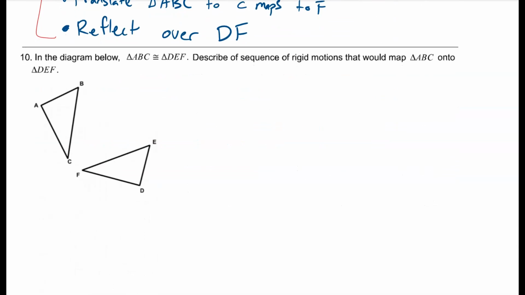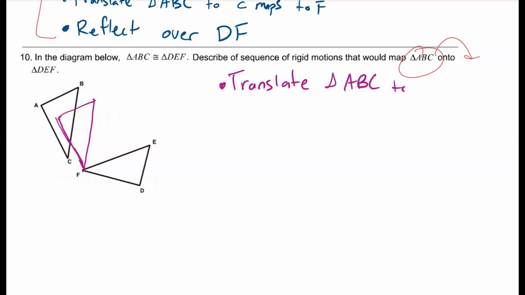I need to describe a sequence of rigid motions that would map ABC onto DEF. So I need to go from here to here. It looks like there was a rotation, maybe there's a reflection of some sort, but it's too hard for me to describe right now. So what I'm going to start with, just so that I can make it easier to describe what's happening here, is I'm going to translate my triangle ABC such that one of my vertices matches up with where I need it to end up. So I'm going to start by translating triangle ABC to map C to F.